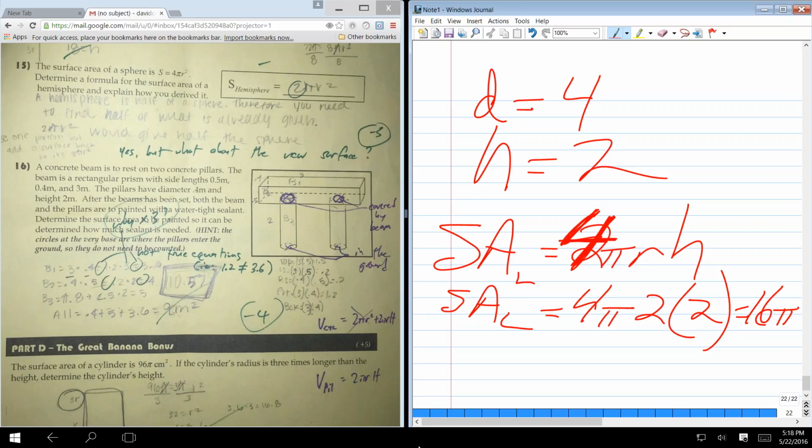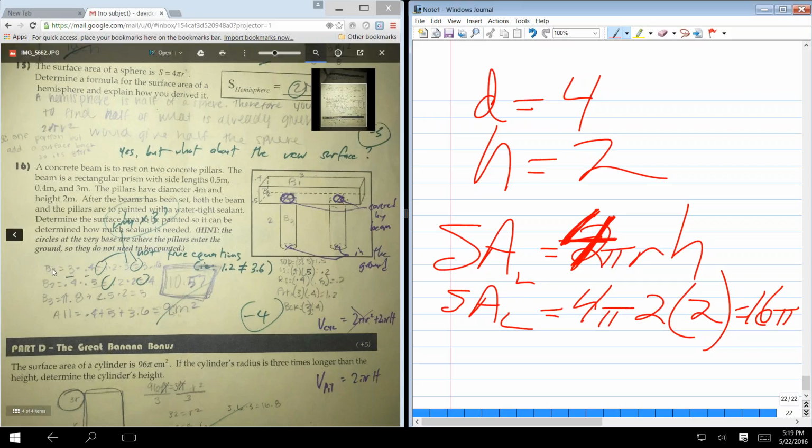So what happened here? How come we missed it? Was it the lateral surface area that gave you the problem? No, when I tried to find the rectangular box, I forgot to take out the circles. Okay, because you got the original base.